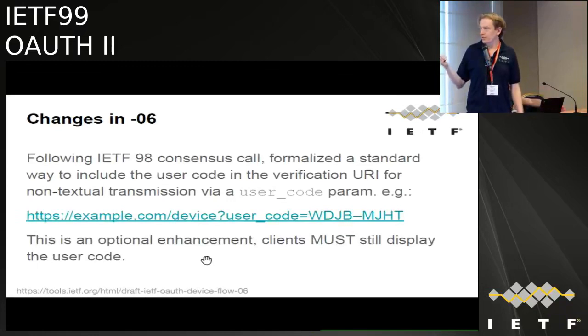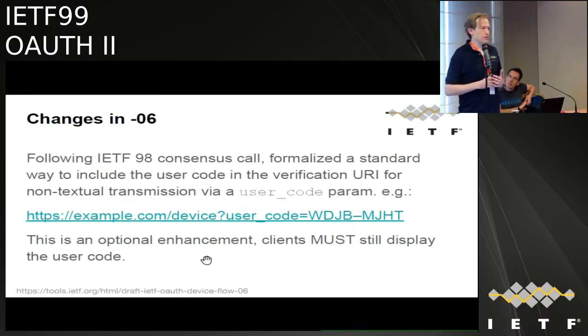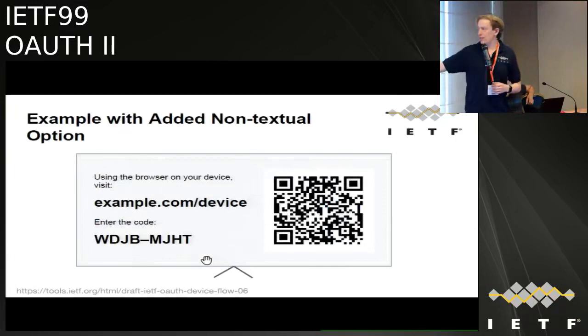So in the 06 update, we did document that with some appropriate security considerations. This is an optional enhancement, so it's fairly well interoperable because the authorization server will still display all the information, and we're requiring that the client still display the two pieces of that information separately. So if the user doesn't know how to process that thing, whatever that may be, they can still fall back to doing it manually.